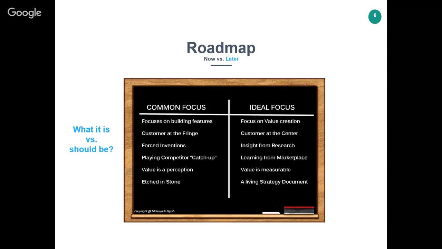So moving on, here on this slide, we have some of the common mistakes people make versus how ideally we should look at things. So let's start with the first one on the list. The first one says focusing on building features. This is a common problem that is most prevalent. So instead, the ideal focus should be on value creation.